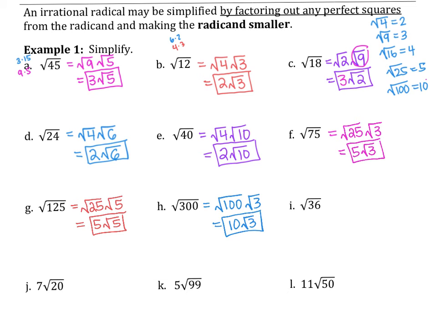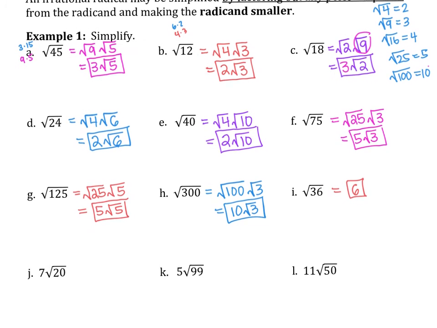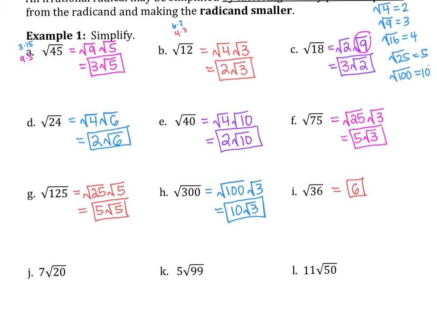Okay, now let's see. Now the square root of 36, I do know the square root of 36. What is the square root of 36? The square root of 36 is just 6. So there's no work to do. If I wanted to do it a complicated way, I could. But always check first and see, is it a rational answer? If it's rational, I can just write the answer. I don't have to do all these extra steps.